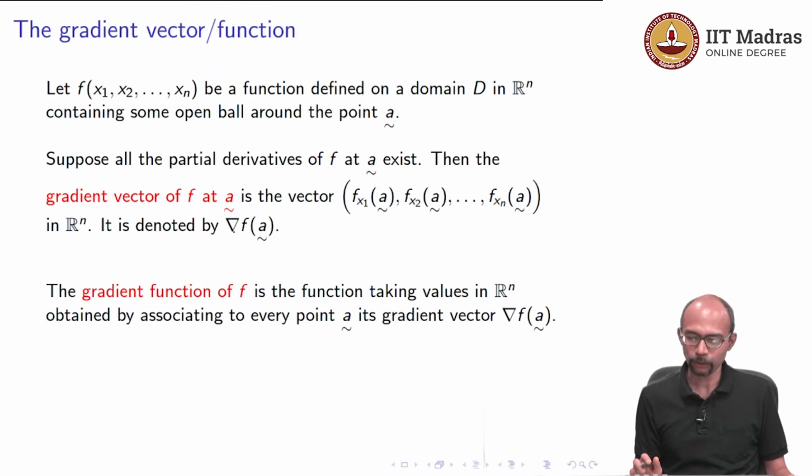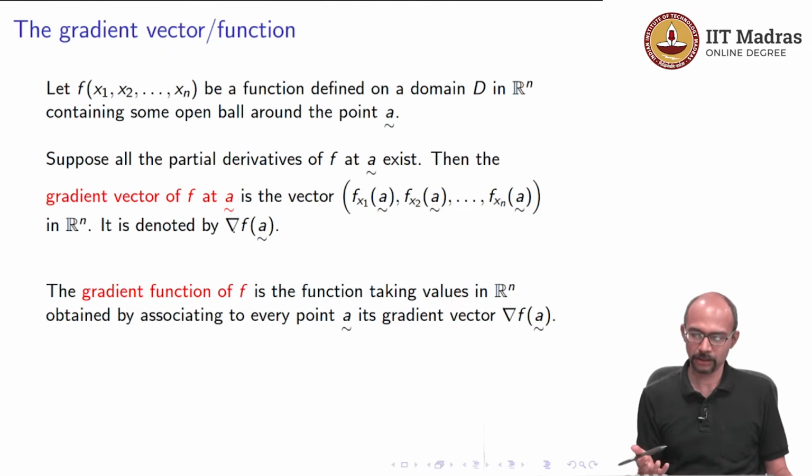and then out of this we can form a function, namely what is called the gradient function. So, this is similar to how we formed the derivative function or the partial derivative functions. For each point A tilde you can associate a corresponding vector. So, that association we make into a function. So, the gradient function of f is the function taking values in Rn obtained by associating to every point A tilde its gradient vector, gradient f at A tilde, del f at A tilde or nabla f at A tilde.